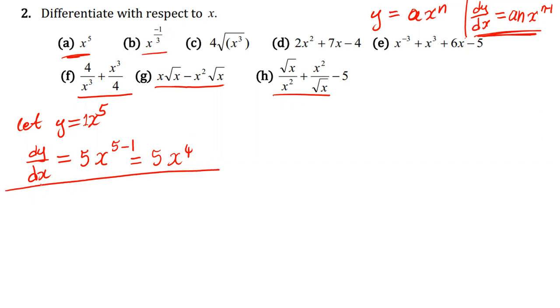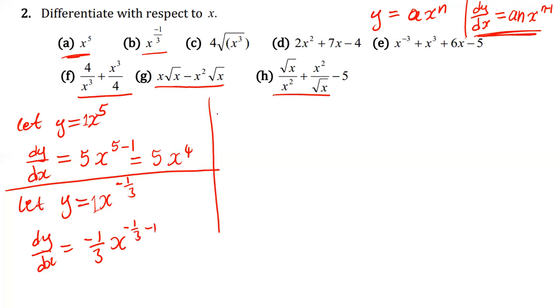The next one is this one. We'll do the same. We say let y be equal to x to the power negative 1 over 3. Negative 1 over 3 times the coefficient of x, which is 1, gives us negative 1 over 3, and then we have x. Then we subtract 1 from the power, so we have negative 1 over 3 minus 1. This will give us negative 4 over 3.